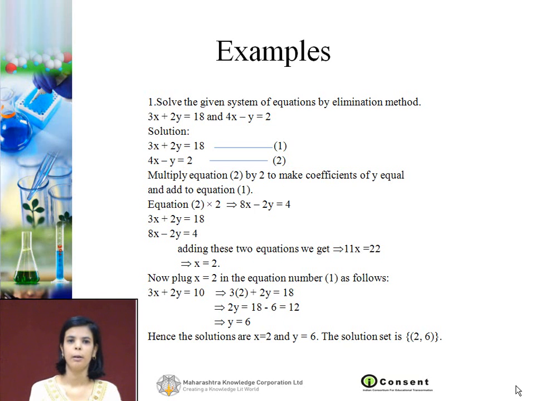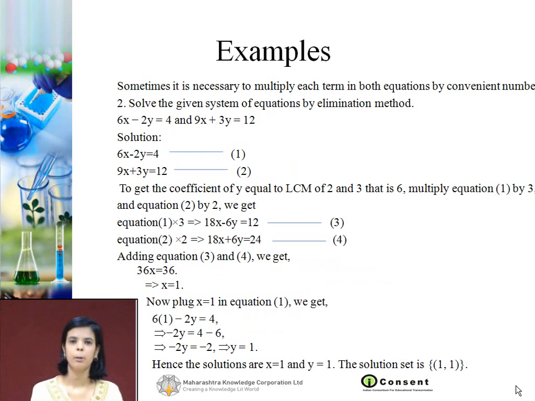We get 8x minus 2y is equal to 4. Now do the addition of the first equation and 8x minus 2y is equal to 4. We get x is equal to 2. Now plug x is equal to 2 in any of the equations. We get 3x plus 2y is equal to 18, implies 3 into 2 plus 2 into y is equal to 18. So y is equal to 6. Hence the solution set is (2, 6).